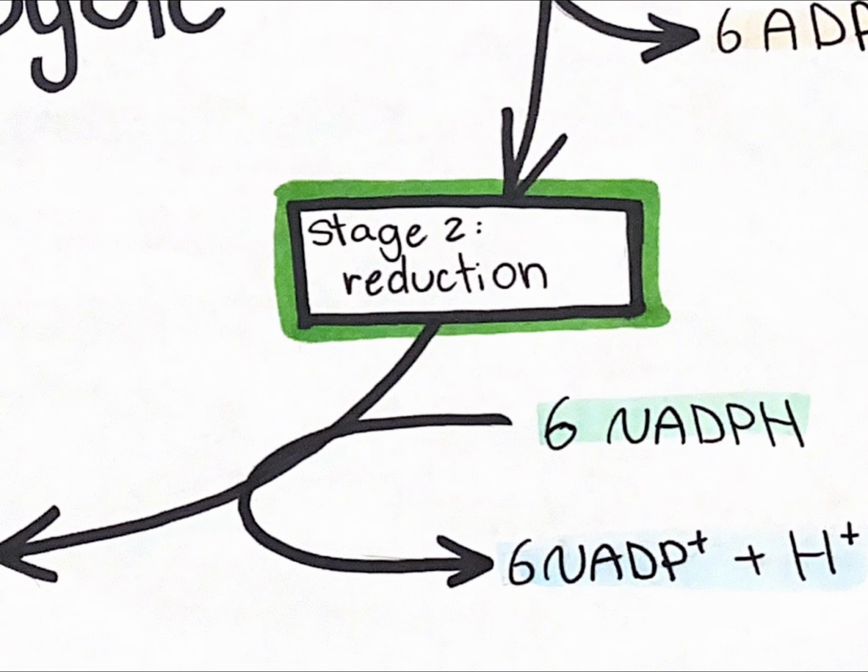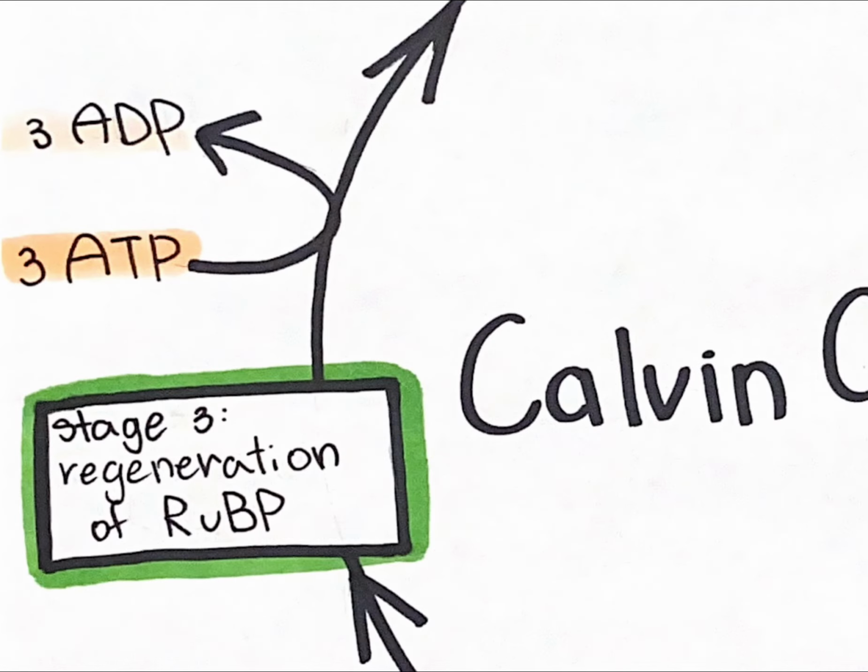For every 3 turns of the Calvin cycle, 1 molecule of G3P is produced, and the other 5 molecules of G3P are used to regenerate our RuBP. Regeneration of RuBP. The remaining 5 molecules of G3P undergo a series of reactions that require ATP to regenerate 3 molecules of RuBP. The RuBP molecules are then available to initiate another round of carbon fixation, ensuring the continuous cycle.